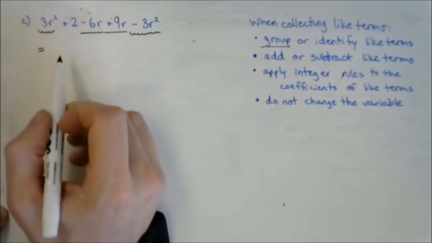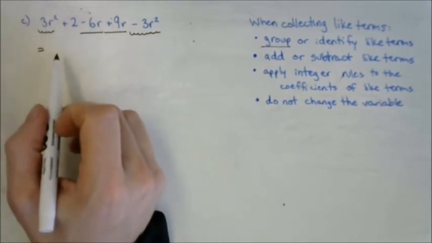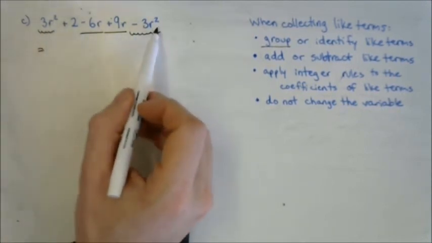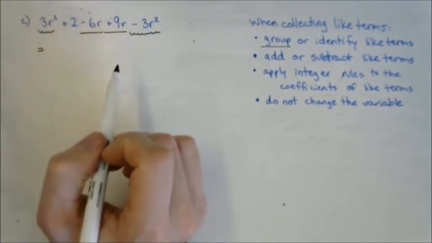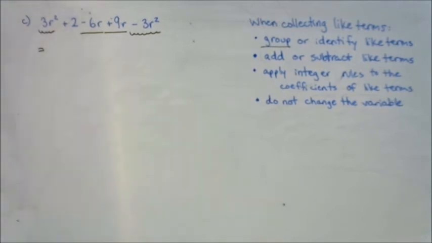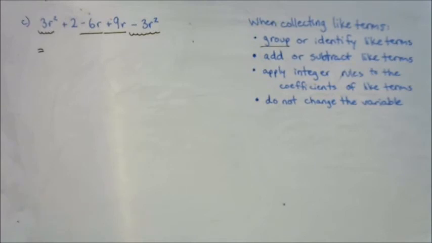So we're working in descending powers of r. That means start with the highest degrees and work down. So we've got +3r squared and -3r squared. Is it r squared? No, it's 0. Okay? If you have 0 r squareds, you just have 0.